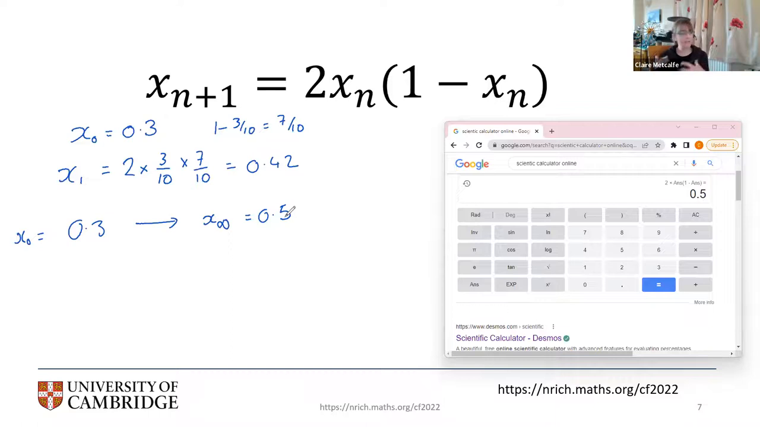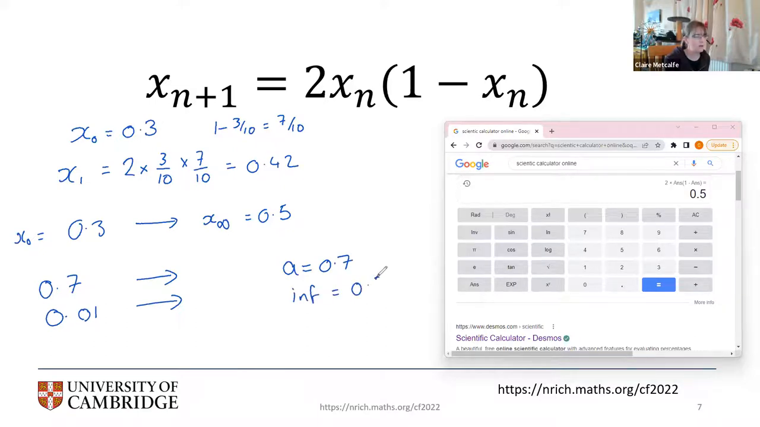Pick an initial population. So, for example, you could pick 0.7, you could pick 0.01. Pick an initial population and see what happens as time goes on. And then once you've done that, in the chat, write out your initial population. You can write A equals, if you like. And you can write infinity equals 0.5. Oh, sorry, that was our example, wasn't it?